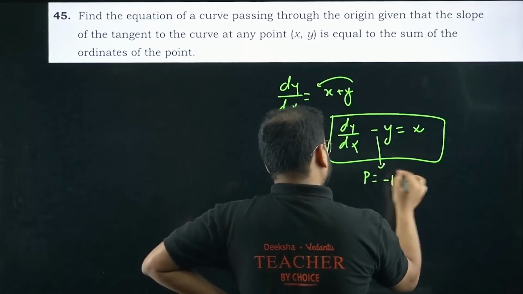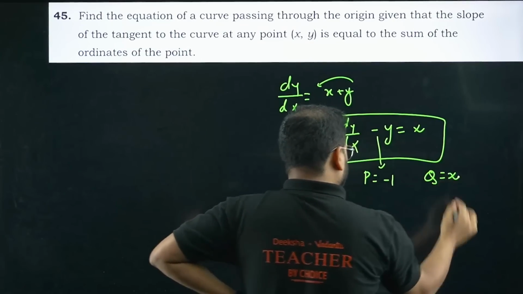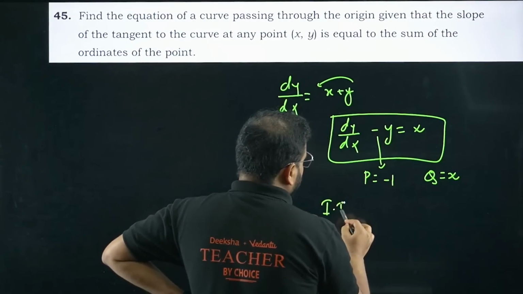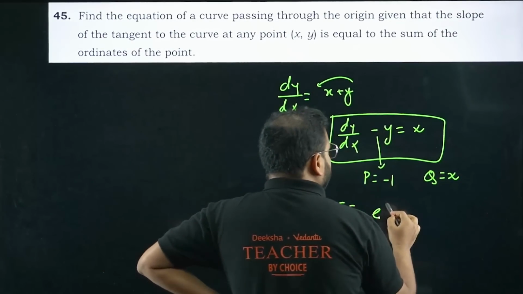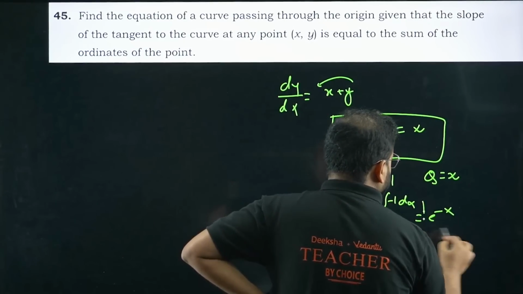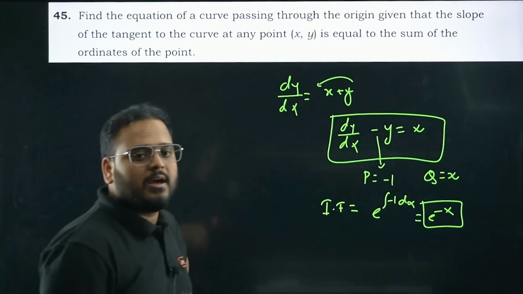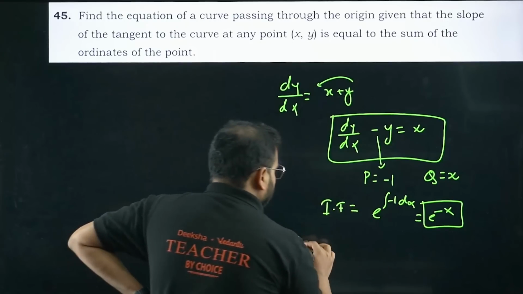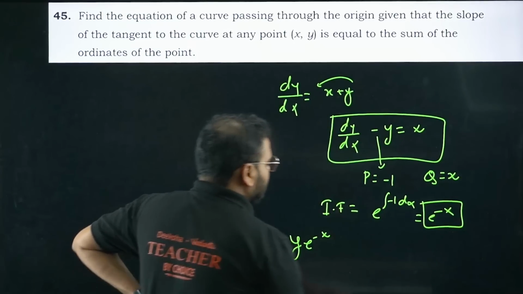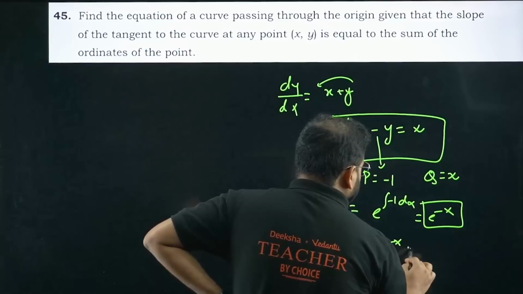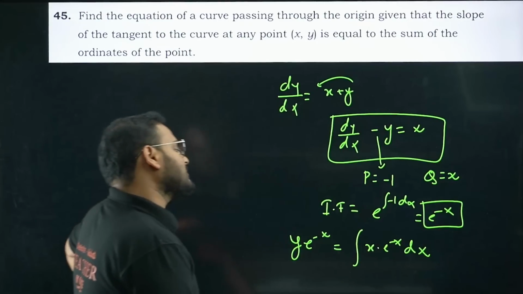Compare. Q value is x. So my IF will become e power -1 dx, nothing but e power minus x. This is my integrating factor. What is the solution? Y times of this thing, e power minus x, equals integration of Q, x times of e power minus x dx.